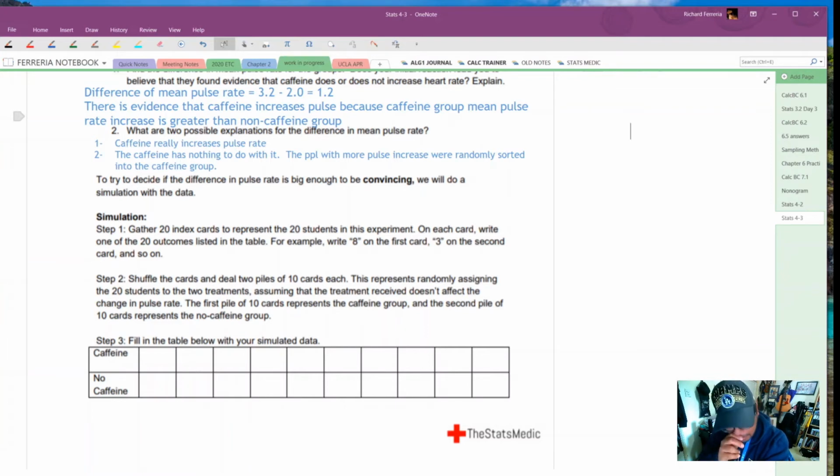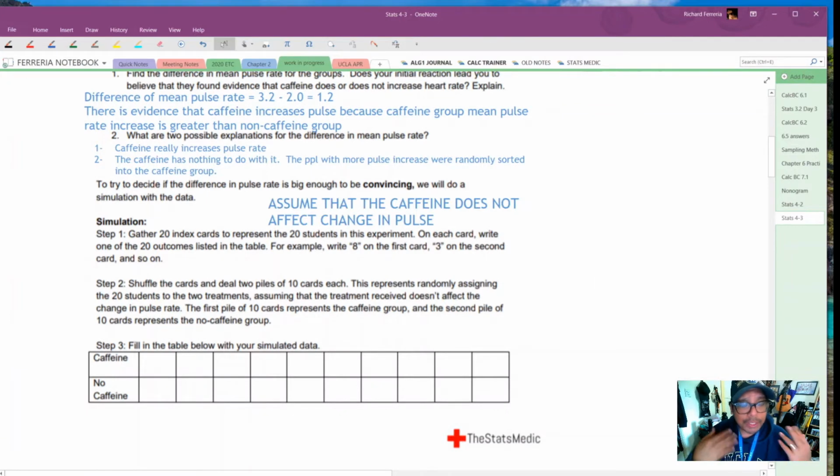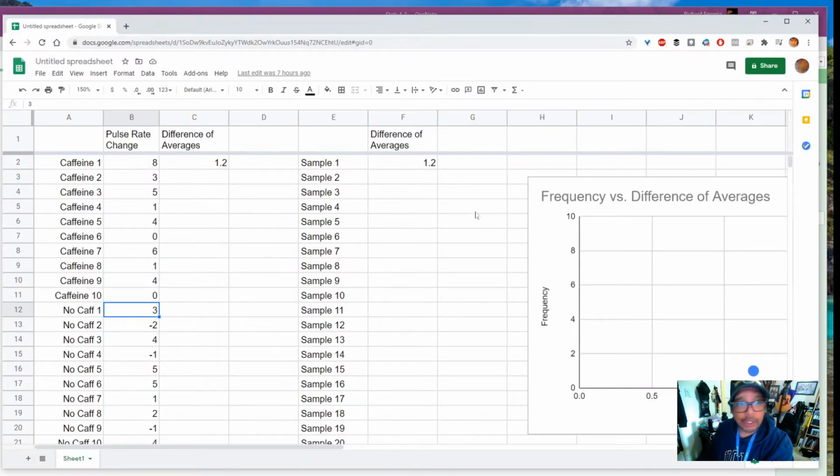The thing to remember here is that we're going to assume the caffeine didn't make a difference. If that's the case, then just by shuffling the cards, we'll get a new set of experimental data, because the students were sorted into a different group, and their change was going to be their change regardless of what group they were put in, because the caffeine, we're assuming, doesn't make a difference. So let's go ahead and shuffle the deck, okay?